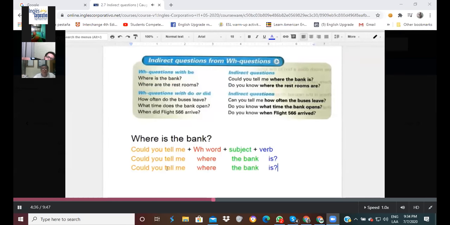I'm basically just going to copy that so you can see that it's the same pattern that we're following. We have, could you tell me? And that is followed by a WH word, in this case, where. The subject is what's going to change now. Instead of saying the bank, we're now going to say the restrooms.